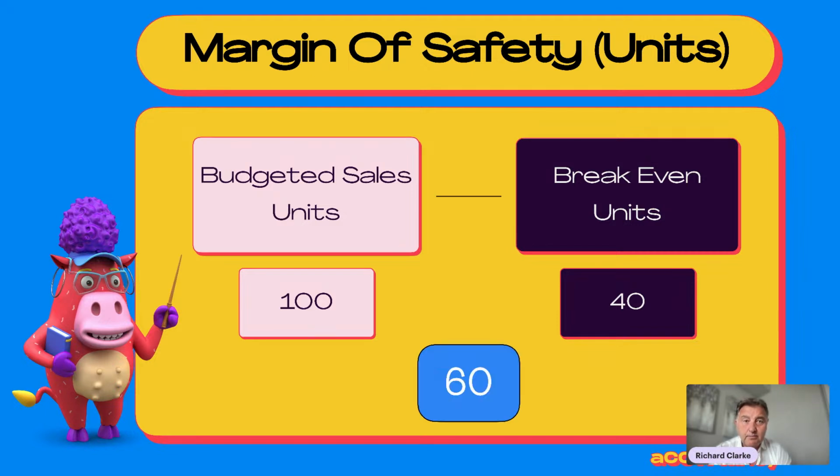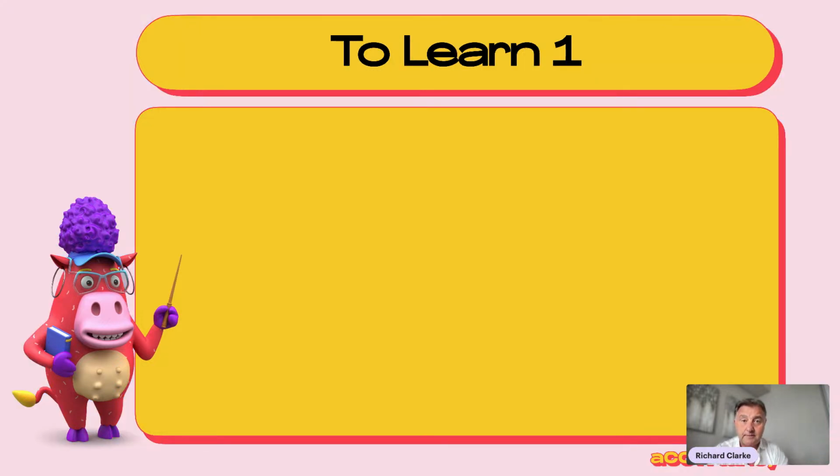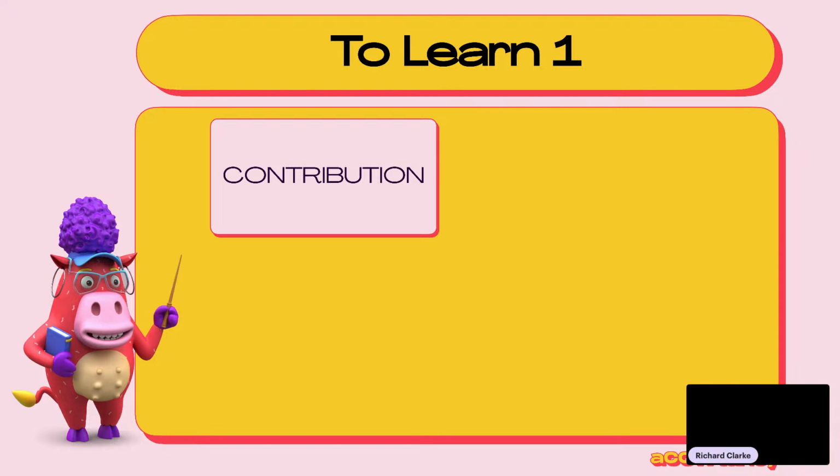All right, so we had this margin of safety in units, 60 units. Now, what else is in your syllabus is working out margin of safety as a percentage. So you have to work out your margin of safety in units first. You take that 60 and you divide it by the budgeted sales per unit. So 60 divided by 100, put that in your calculator, and it's 60%. Simple as that. So calculate the margin of safety first, and then divide it by the original budget. Wow. So nearly there.